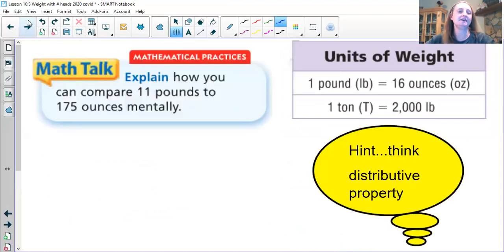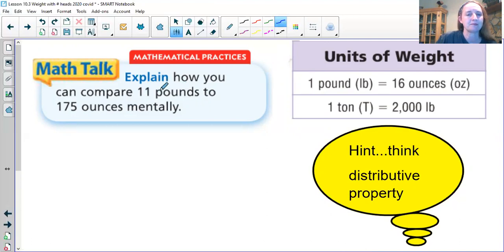The next slide says, explain how you can compare 11 pounds to 175 ounces if you try to do it mentally. Now, when I think mentally, I like to think about distributive property. Remember, distributive property is where you break apart one of your factors and you want to share the other factor to each of the parts. So let's go ahead and look and see how we're going to figure this out. I want to know which one's going to be greater or less. So you're going to compare the two.